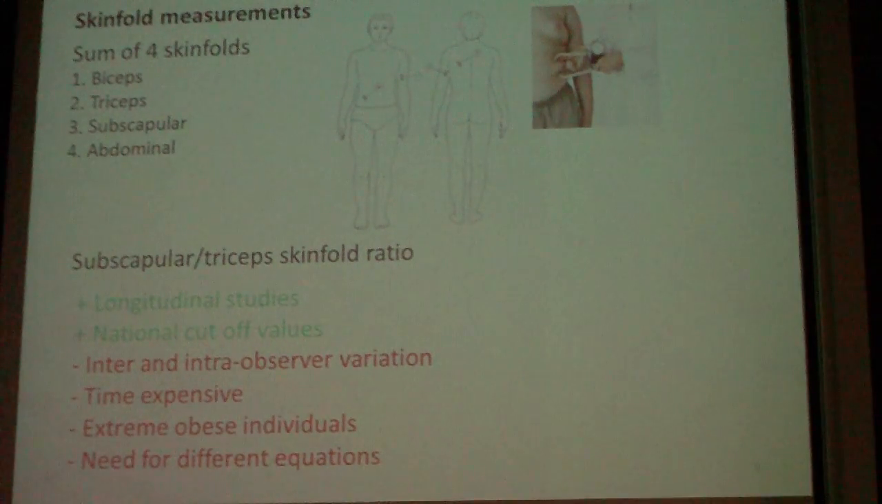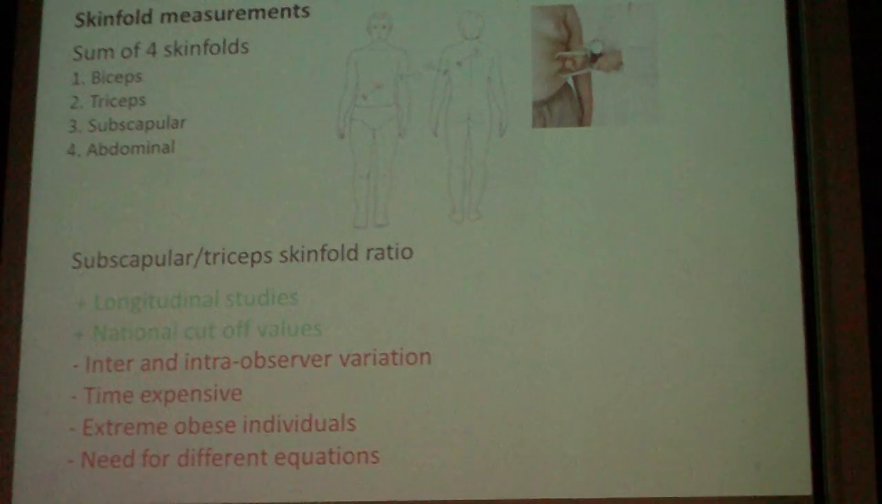Then we have the skinfold measurements, which are measured on 4 regions of the body: biceps, triceps, subscapular, and abdominal. We measure it with a caliper. It's like squeezing the skin and measuring the millimeters on the caliper device. Then some equations can be used to calculate the sum of the 4 skin folds and define the percentage of body fat. But it's a difficult device to use because children don't like it. You have to squeeze the skin and it hurts.